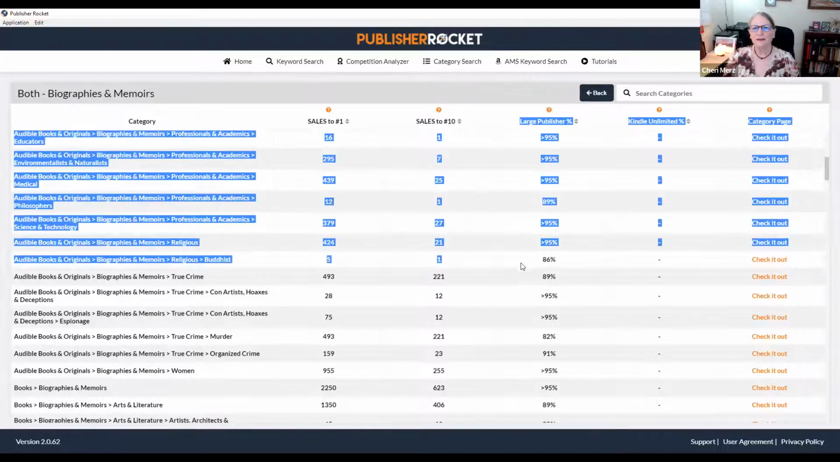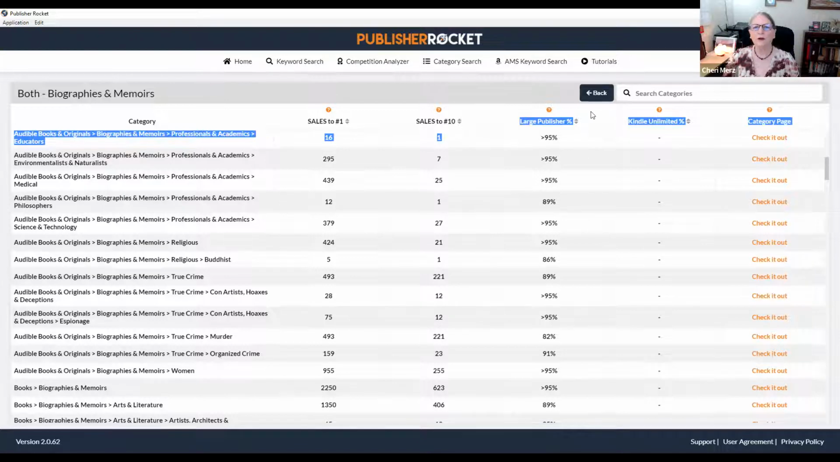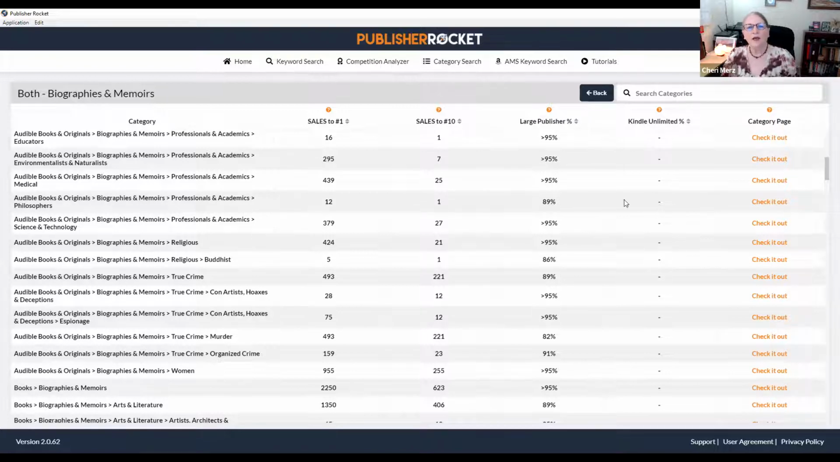This is this column right here, large publisher and Kindle Unlimited percentages. This is the new and really fabulous thing to analyze. You notice it shows you how many sales you need to get to the number one in that category. And it shows you how many sales you need to get to number 10. This, I suspect, is how you got such a high ranking right away in women's biographies.